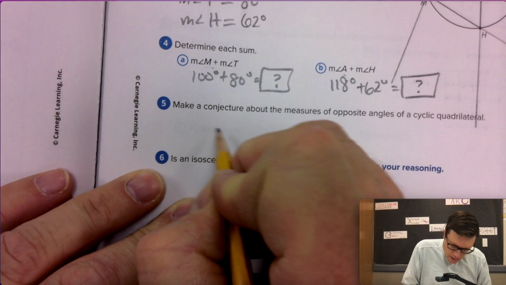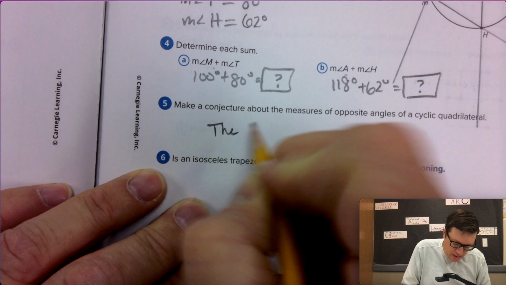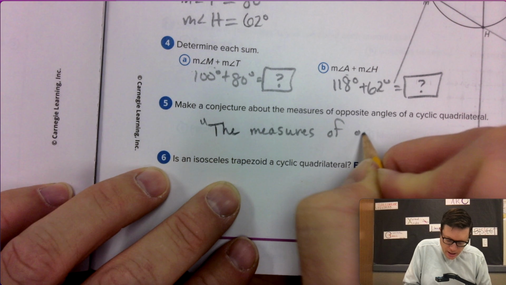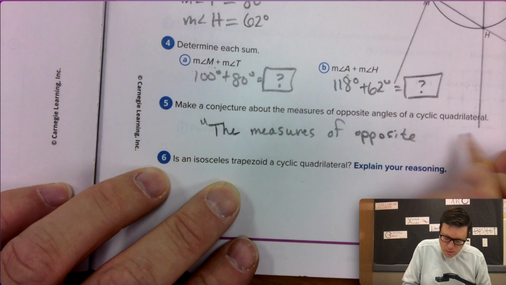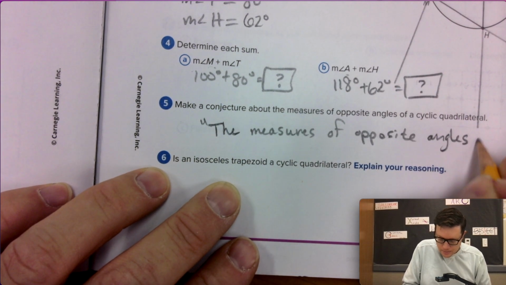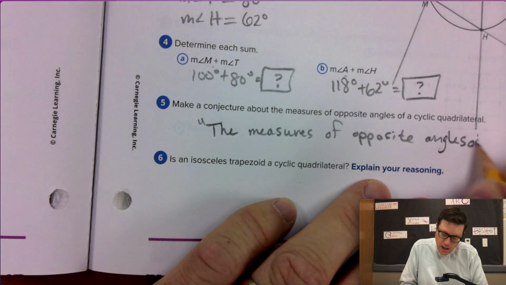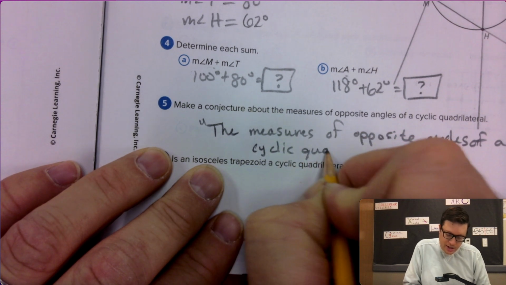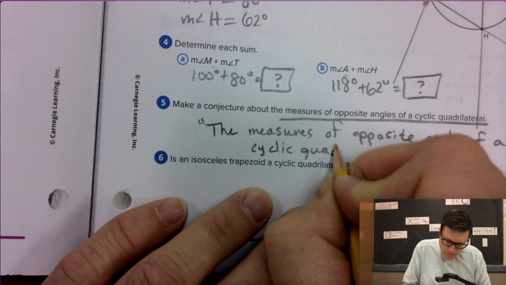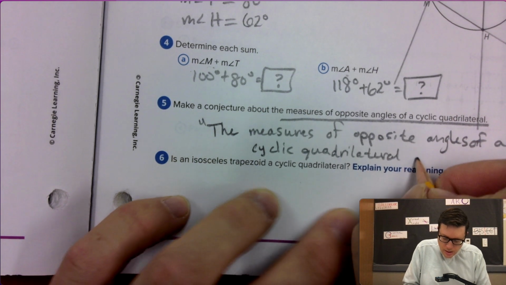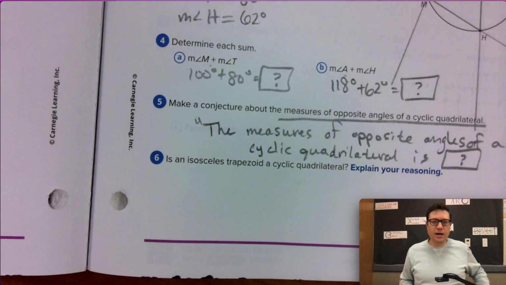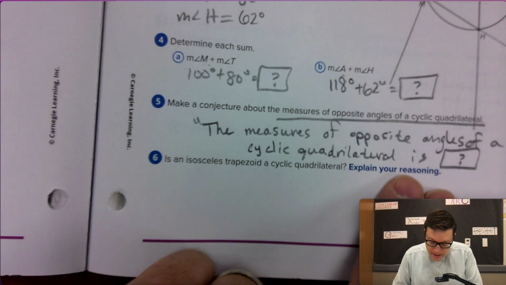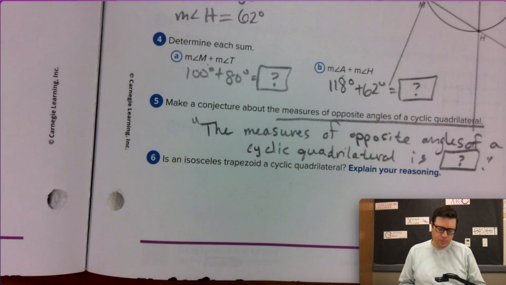All right. You got to say it as a sentence. The measures of opposite angles of a cyclic quadrilateral. I'm trying to restate this. Is, fill in the blank. There you go. The measures of opposite angles of a cyclic quadrilateral is, say that, and you've got it.